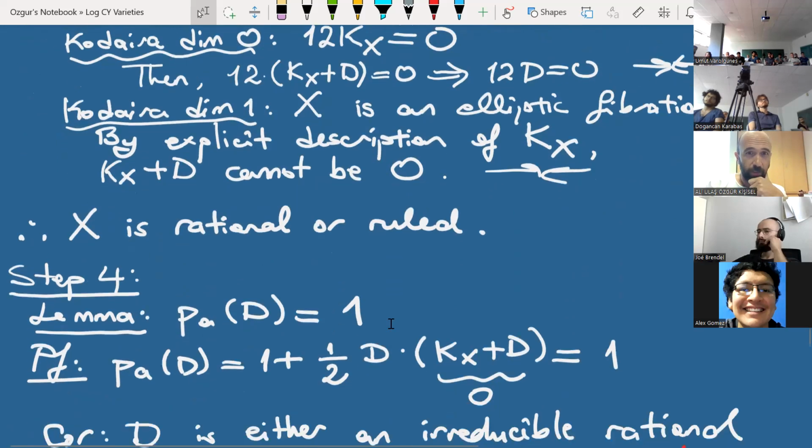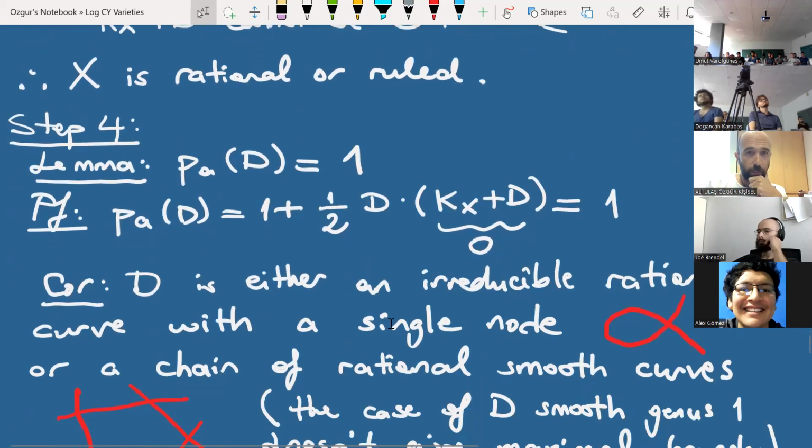Now, let's look at that case. Now, a small lemma, which is a one-line proof. D viewed as a singular curve on the surface X must have arithmetic genus equal to 1. That immediately follows from adjunction. So p_a(D) is 1 plus 1/2 D times (Kx plus D), but Kx plus D is 0, so this just gives you 1.